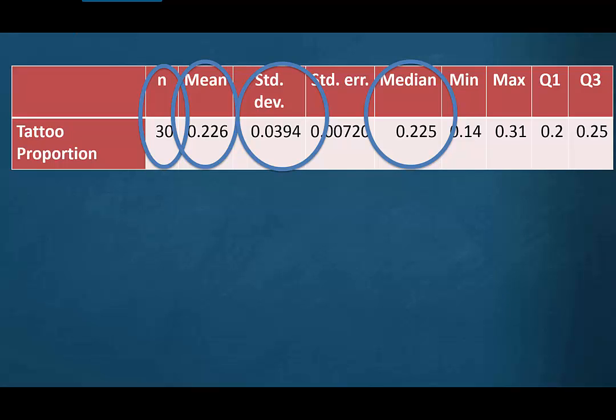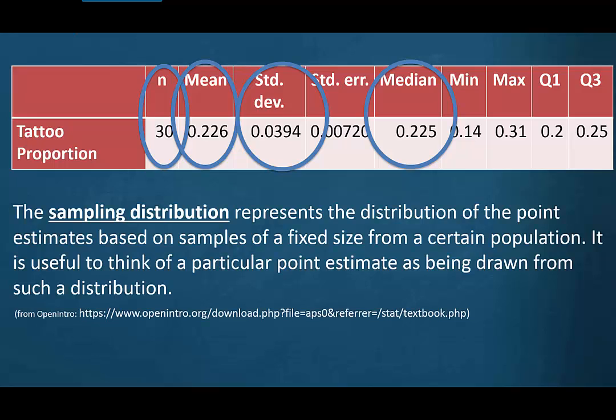When we look at this distribution of samples, we were attempting to investigate the sampling distribution of all of the sample proportions. So the sampling distribution represents the distribution of the point estimates. Here we were estimating the proportion based on samples of fixed size from a certain population. So it's useful to think of a particular point estimate as being drawn from such a distribution.